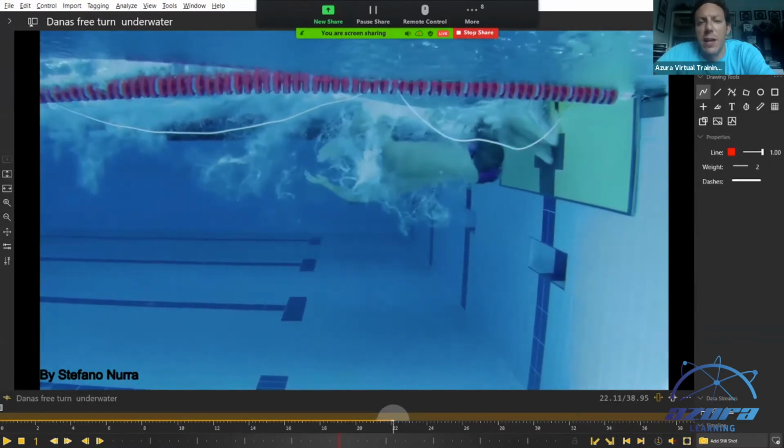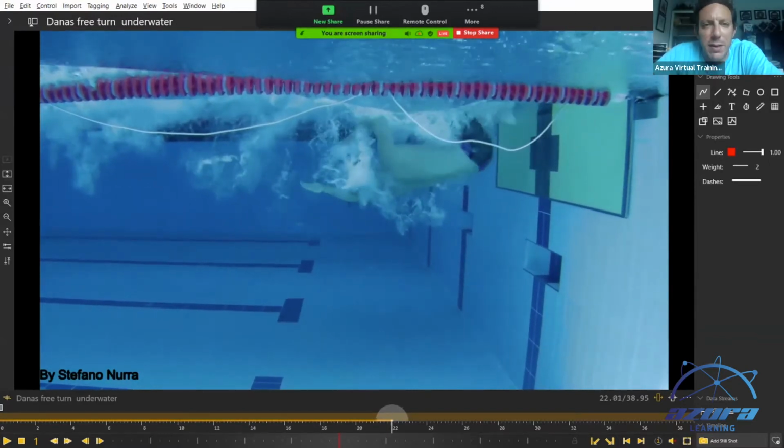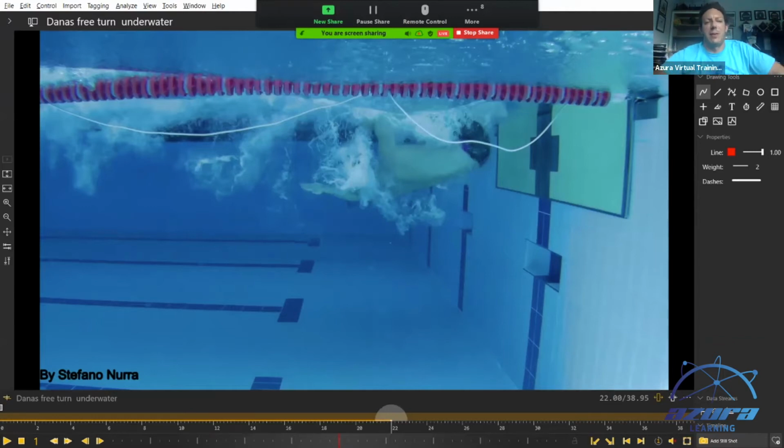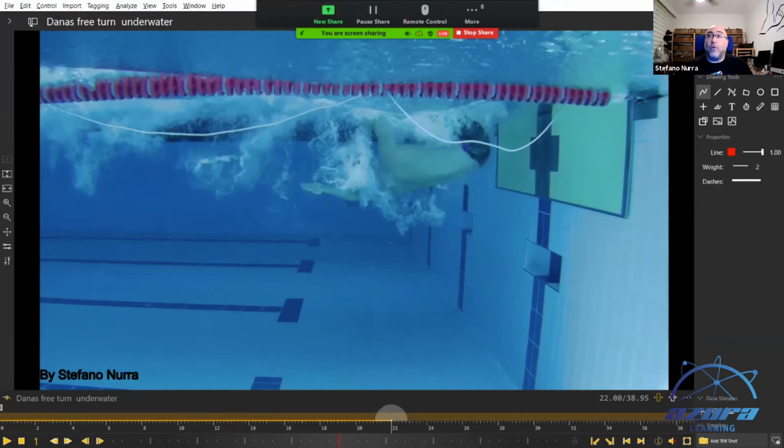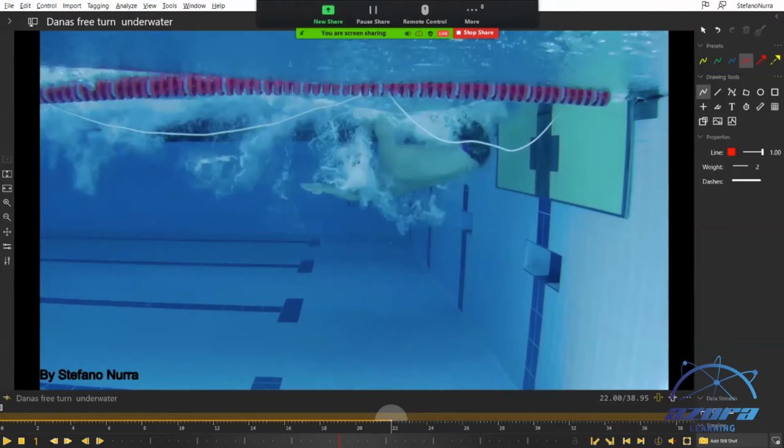Okay, and Montserrat, I believe, is a swimmer. So how can I improve my turn to not open the arms? Because in the moment I do my turn, I open the arms to do a better turn. Now, without the video of the swimmer, it's difficult to give the right advice. But usually, it happens when the rotation is slow.